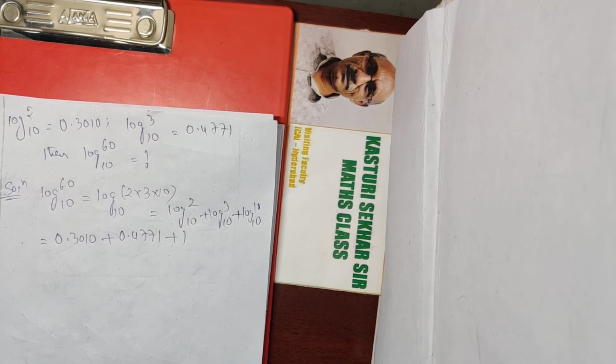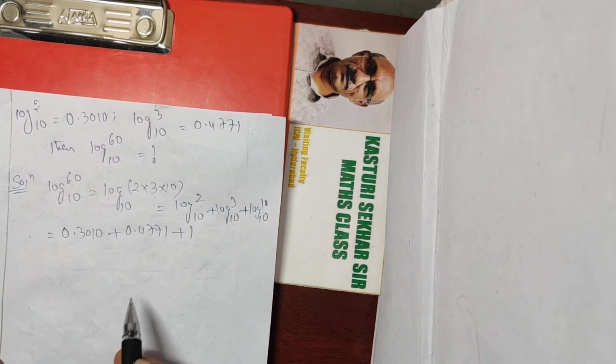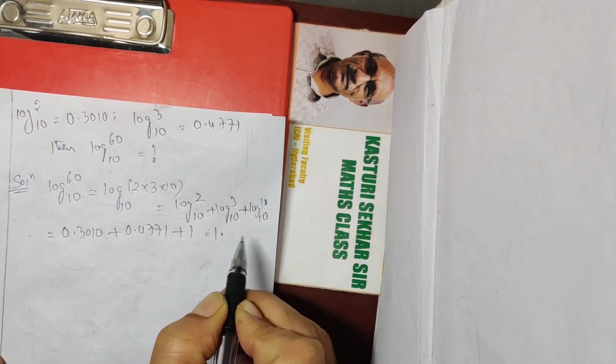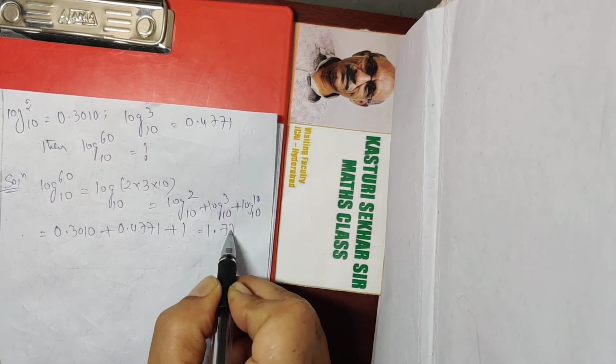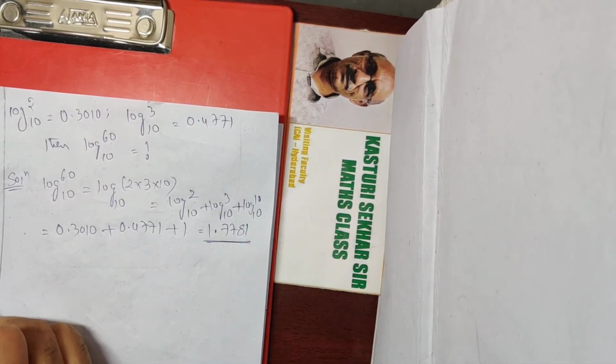Let me check this once again. 0.3010 plus 0.4771 plus 1 is 1.7781. This is the answer to this question.